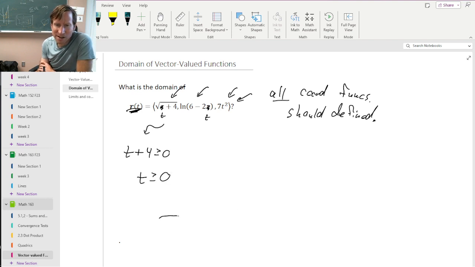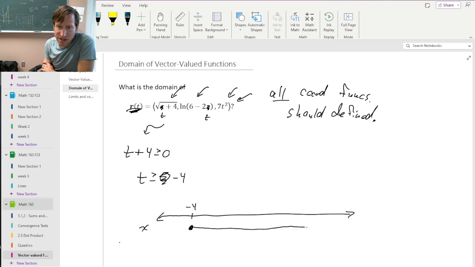So I'm going to plot this on a real number line. So, I'm sorry, t greater than or equal to minus 4. There we go. All right. So looking just at our x-coordinate function, the domain of the x-coordinate function is t values greater than or equal to minus 4, like this.